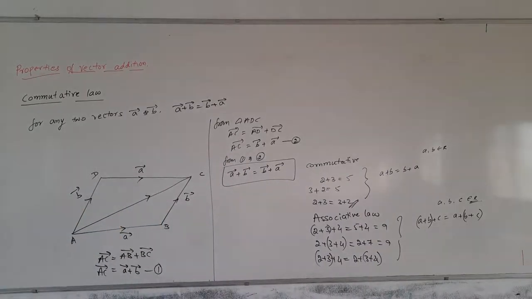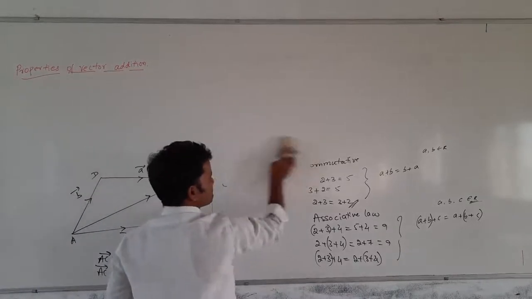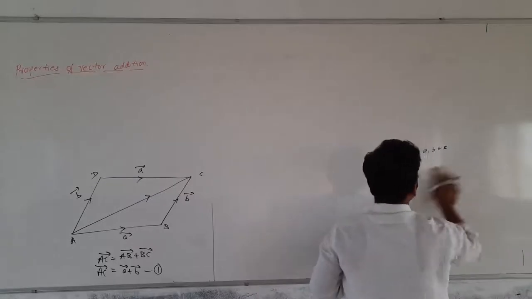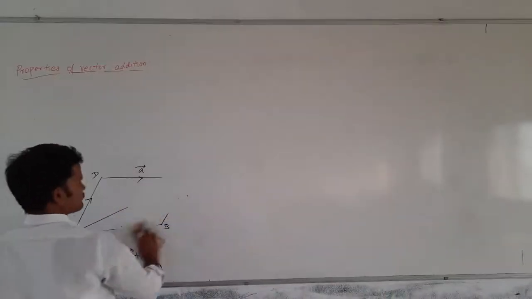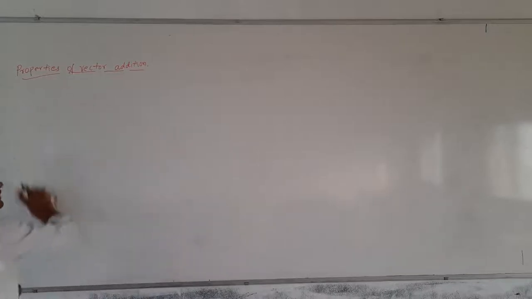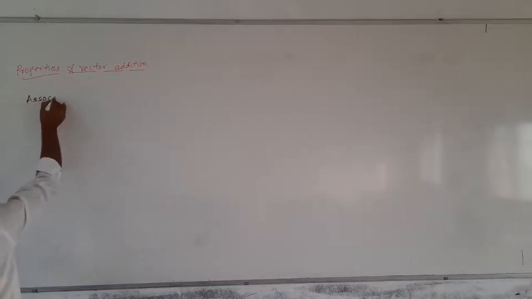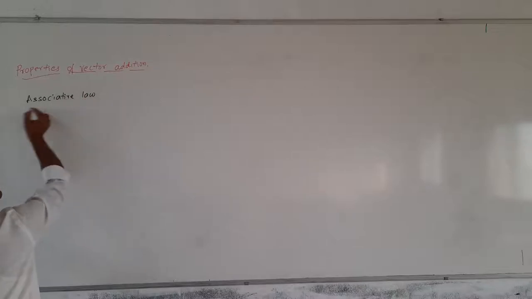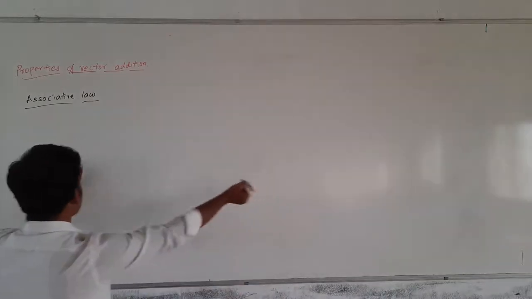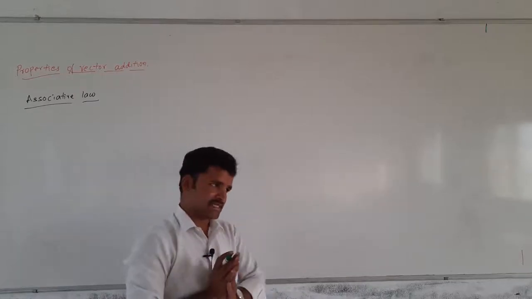So commutative law is valid for addition of vectors. Now we will take the second law, that is associative law. Associative law, in the sense addition of three vectors I have to take, vector A plus vector B plus vector C, where AB is taken as first and BC is taken as first, like that.